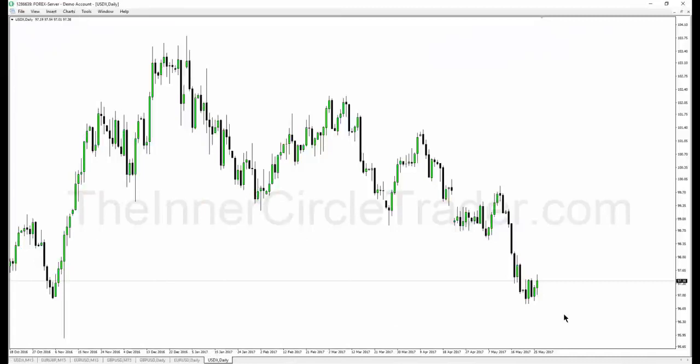Okay, so now we're looking at the dollar index. This is the daily chart. And the first thing we're going to be doing is looking at the last trading day. Okay, that's going to be here. Friday, May 26, 2017. Okay, so what we're going to do is we're going to look for the ICT data ranges.